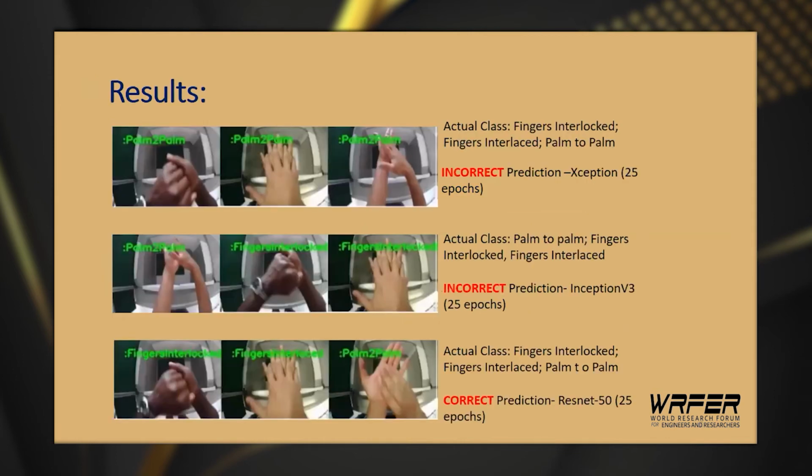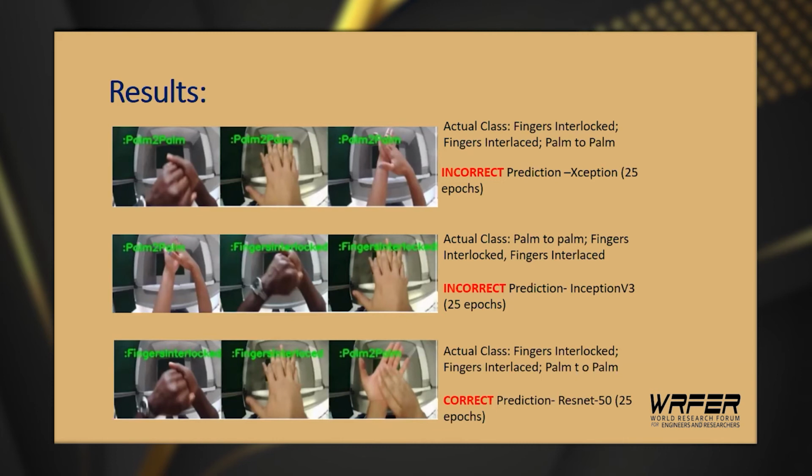This is just to show the results on the frames. In the first image, palm to palm is correctly identified as palm to palm by the Xception model, but fingers interlaced is incorrectly classified. In the second image, palm to palm is correctly classified, and fingers interlocked is also correctly classified, but again, fingers interlaced is misclassified as the fingers interlocked class. This prediction is coming from the Inception V3 model.